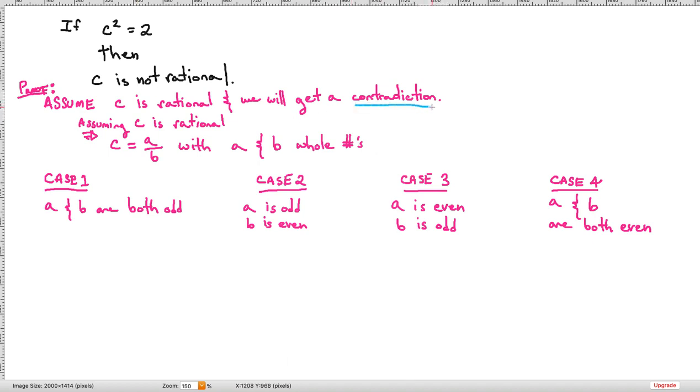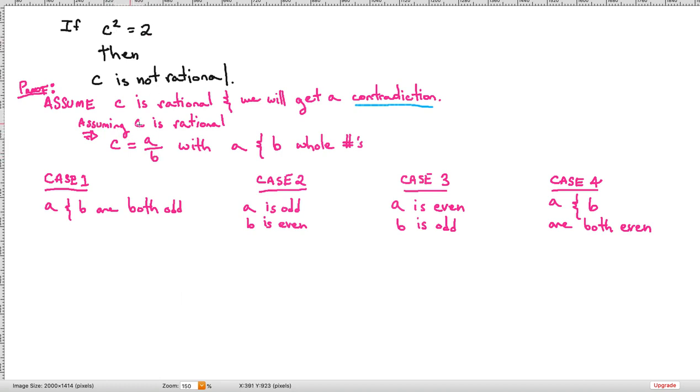So we assume that C is rational, and then we're going to derive a contradiction. Assuming C is rational implies that C is equal to the division of two whole numbers. Let's call those two whole numbers A and B. We know that when C is squared, it equals 2. That's the hypothesis. We make the hypothesis true.